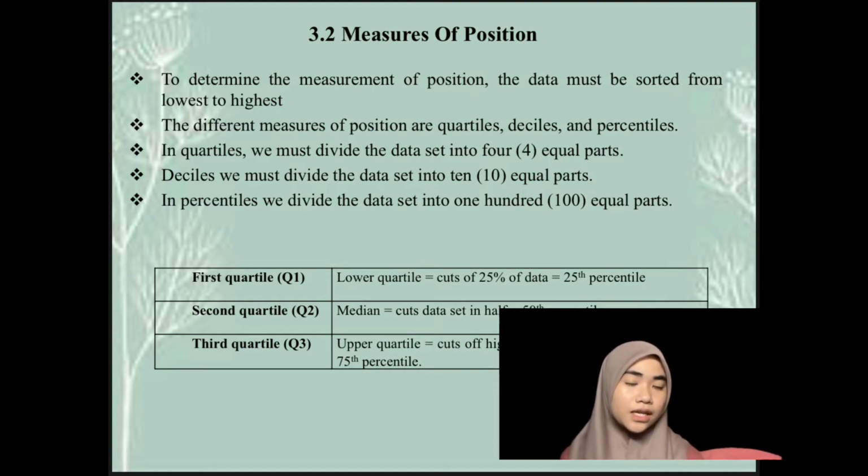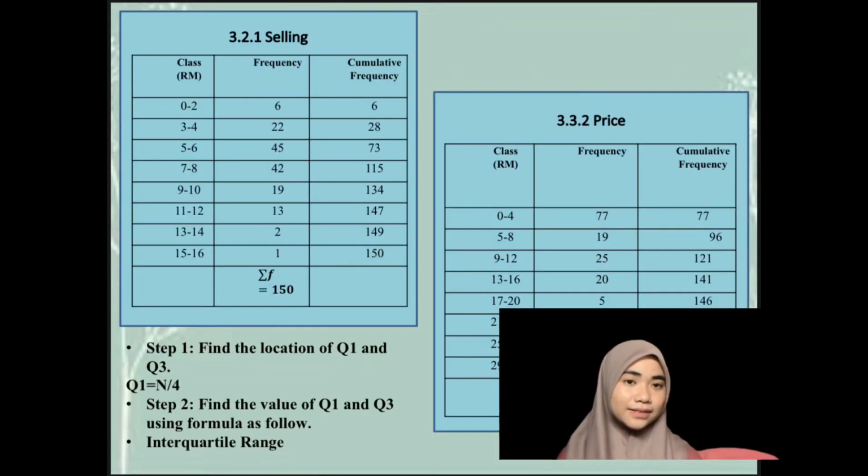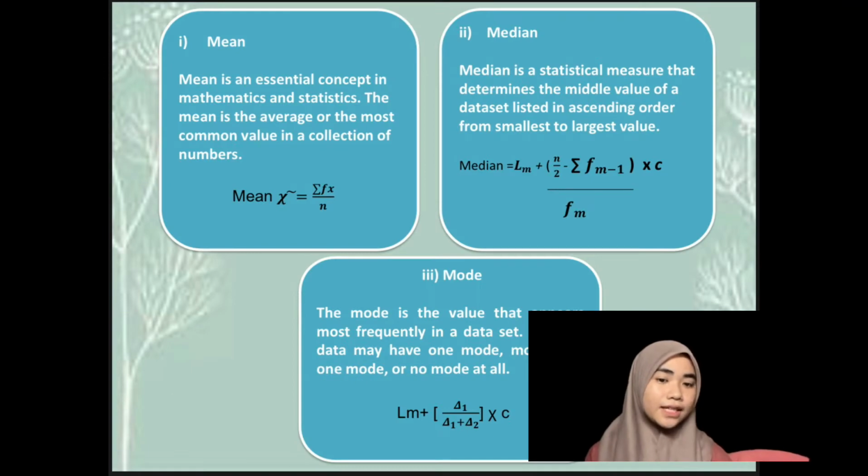The quartiles divide the data set into 4 equal parts, deciles into 10 equal parts, and percentiles into 100 equal parts. Next, it has two tables. 3.2.1 table for sales, and then 3.2.2 table for price. Next, have 3 points: mean, median, and mode.